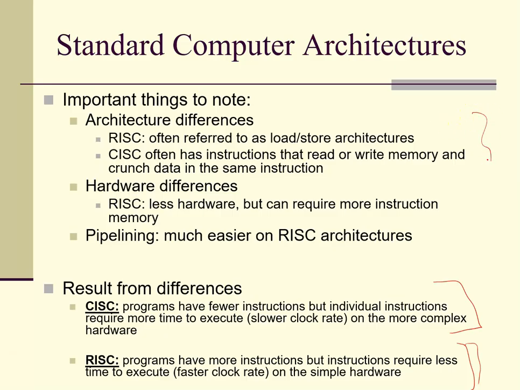RISC architectures are often referred to as load store architectures because in CISC architectures, you can often read data from memory, crunch it, and write it back all in the same instruction. In a load store architecture, there are special instructions that access memory, and you're not going to be able to read, crunch, and write back all in the same instruction.